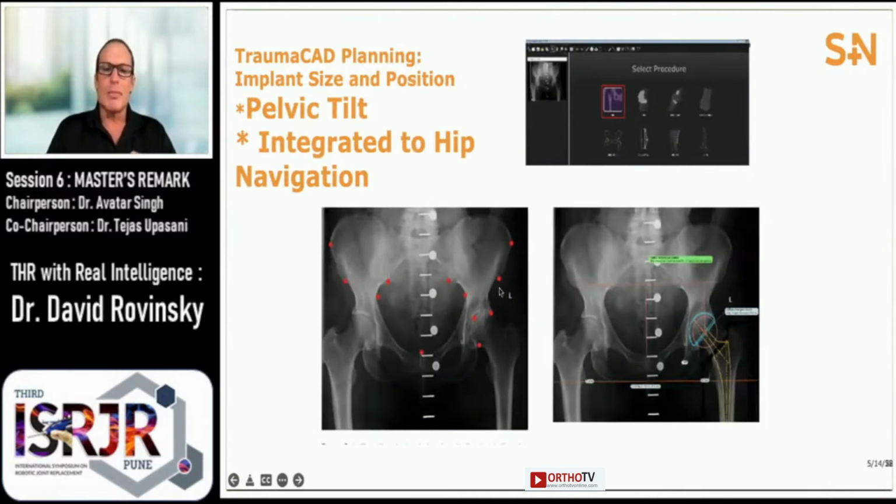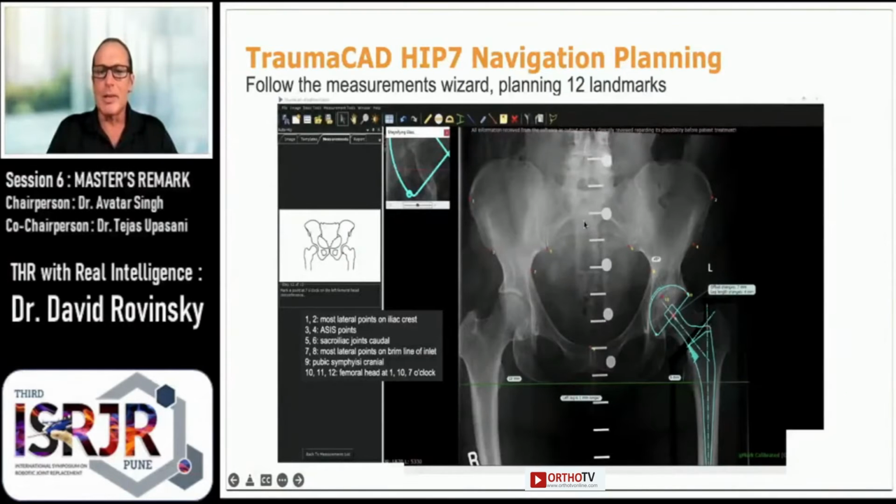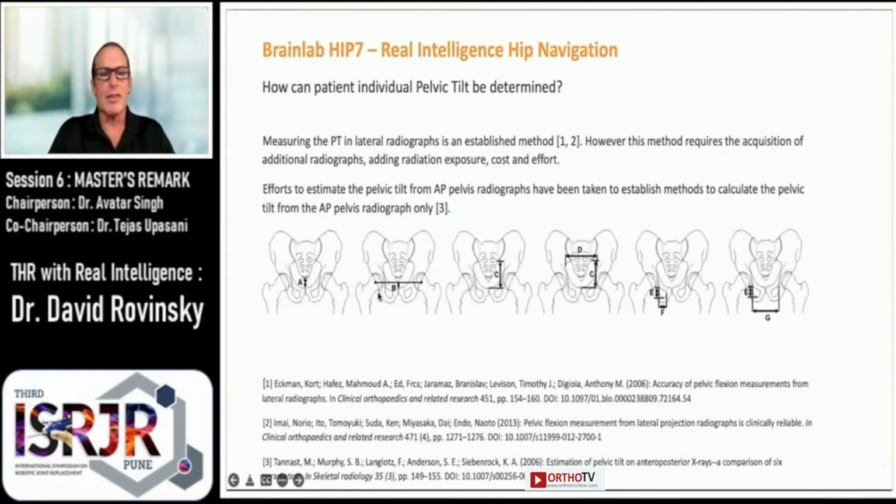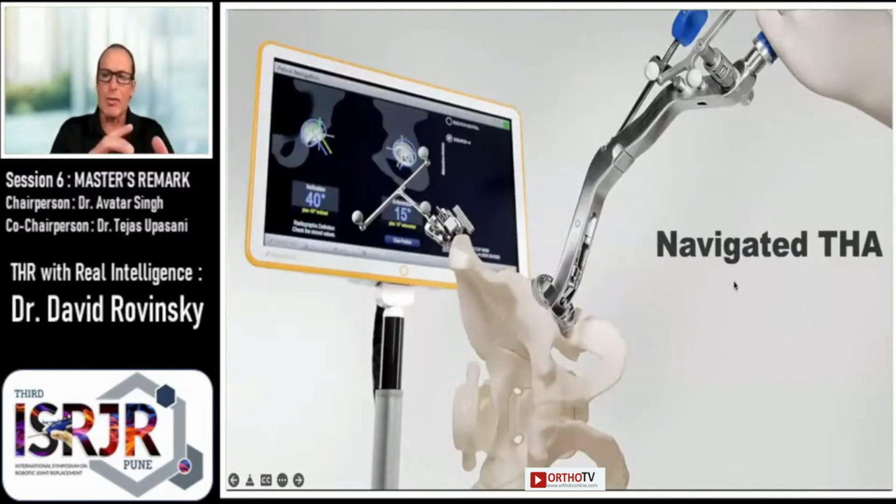Well, we have TraumaCAD, and TraumaCAD allows us to do the static templating, but it also allows us to input these special points. And if you input these special points and you know the sex of the patient, then you can determine their native pelvic tilt. And this is a function of mathematical relationships over many, many patients that are sex-related and landmark-related. So now we can incorporate this information into our navigated total hip replacement.